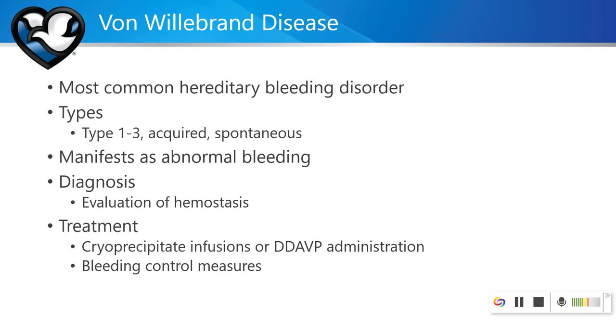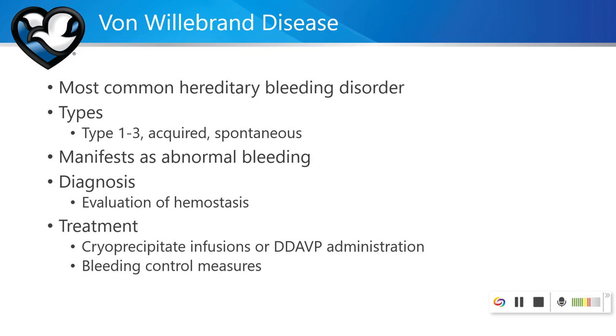There is also an acquired type, which cannot be passed on to offspring and can occur due to hypothyroidism, lupus, or Wilms tumor. And lastly, spontaneous type is rare and is caused by a spontaneous mutation which can be passed to offspring. Some cases of von Willebrand disease can go undetected, and in more severe cases, it can cause bleeding without reason.